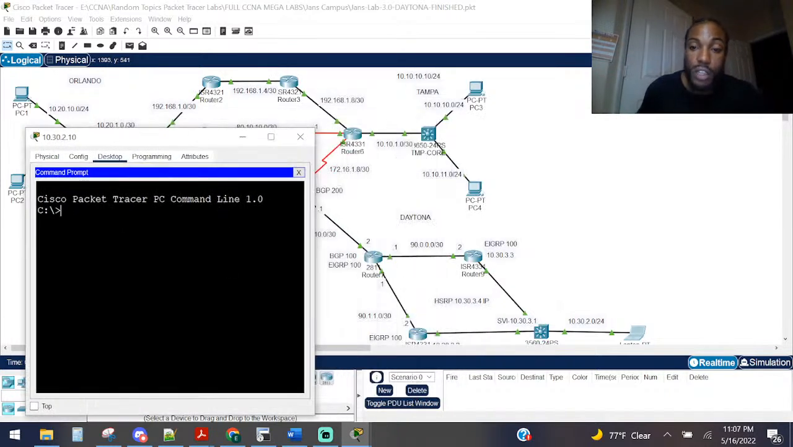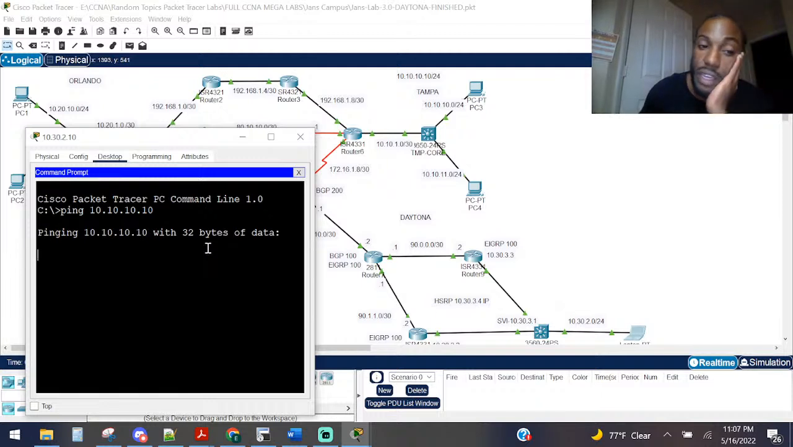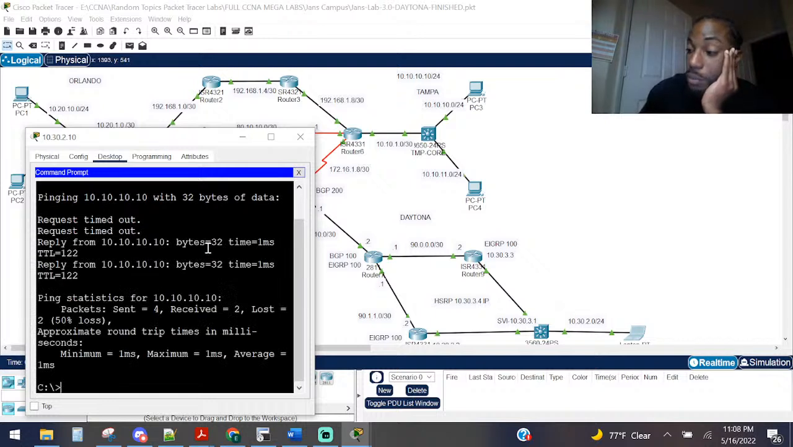Who's in Tampa? 10.10.10.10, right? Pinging, timed out. Sometimes it takes a while. I don't know why. And it looks like it got a reply there. That's a good sign.